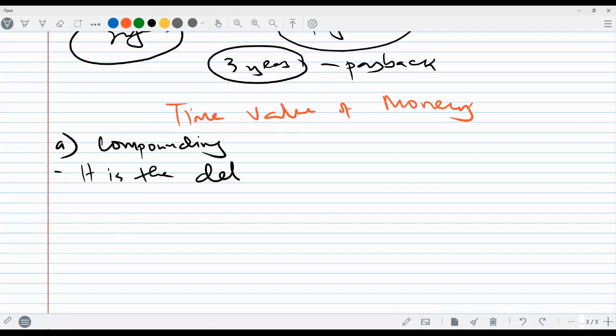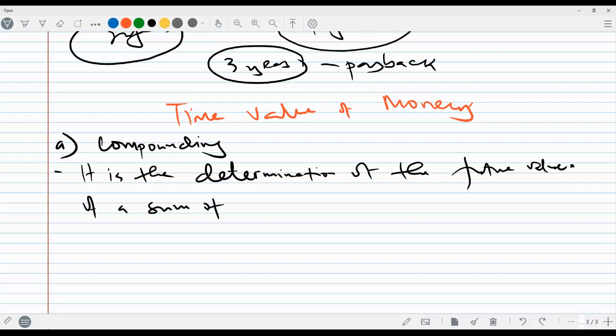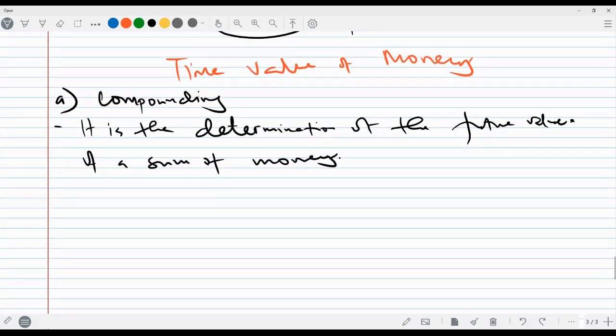Compounding is the determination of the future value of a sum of money. If you want to get the value in 3 years' time, or 4 years' time, that determination is referred to as compounding.